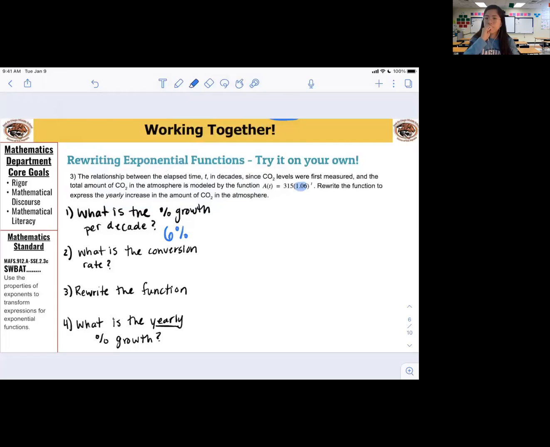Number 2, what is the conversion rate? So now I'm going from decades down to years. So should I have a whole number or a fraction? Whole number. I'm getting smaller though. Oh no, fraction, because I'm going from decades down to years. So this is where we have to think through it, but basically 1 year is how much of a decade?